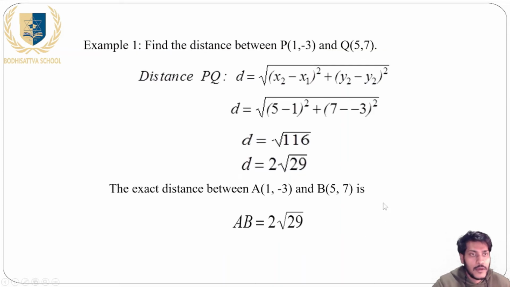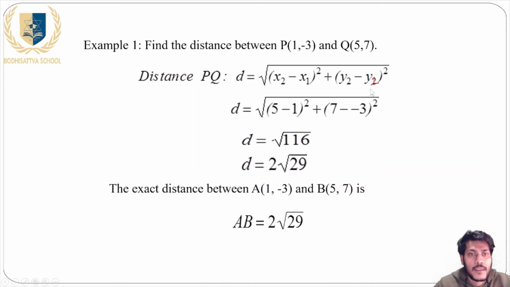Now we will see some questions regarding the distance formula. There is an example given: find the distance between P(1, minus 3) and Q(5, 7). It means we have to find the distance PQ using the distance formula, which is d equal to root under (x2 minus x1) whole square plus (y2 minus y1) whole square. Actually there is a mistake here, it will be y1.